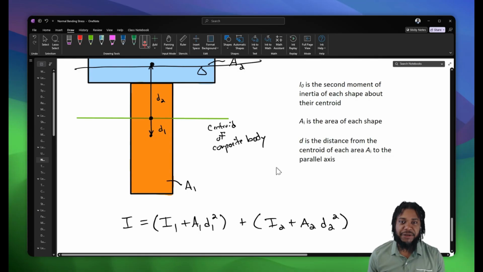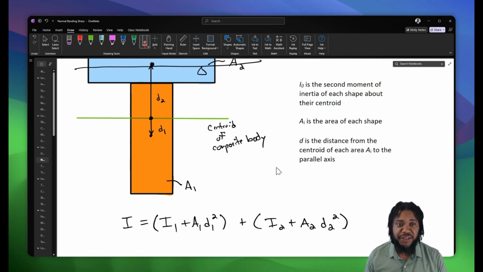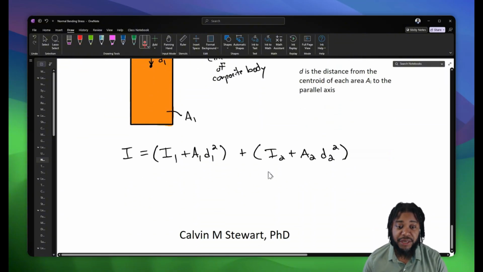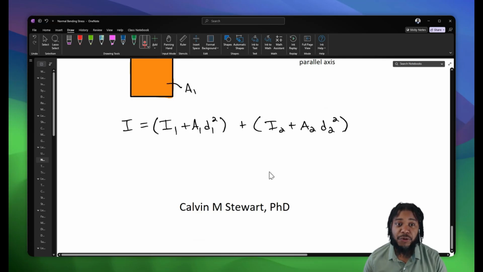So keep this in mind as you start to solve problems. If you get a complex geometry, you're going to have to apply the parallel axis theorem. And that's all for normal bending stress.